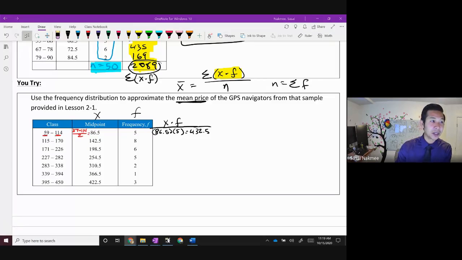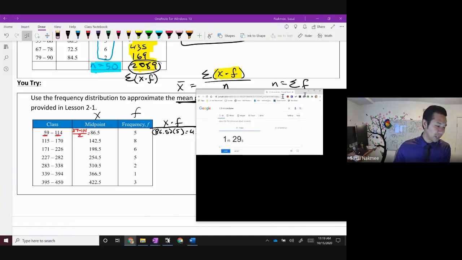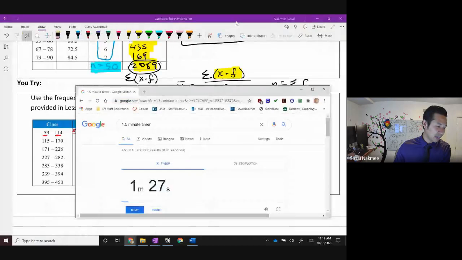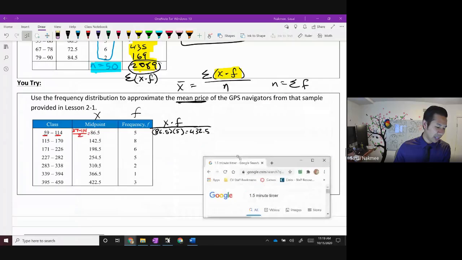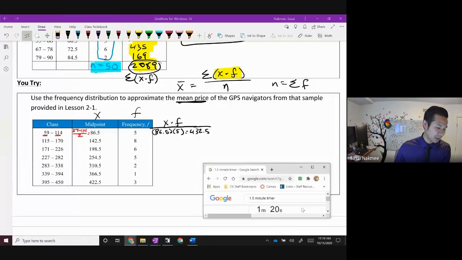1.5 minute timer. And Google is amazing, by the way. 1.5 minute timer is the same thing as 1 minute 30 seconds, right? But I don't have to type out 1 minute 30 seconds. I just type in 1.5 and it does it for me. There we go. So can you guys keep going?